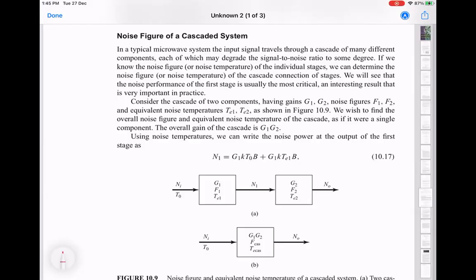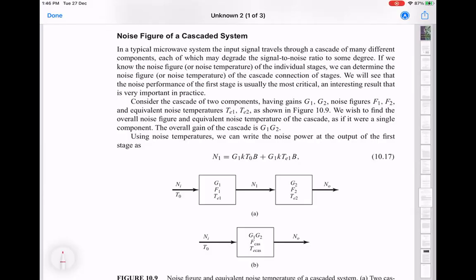Why I say mostly? Because I'm assuming that G's are large, right? Otherwise, an amplifier is useless if the gain is not very big. But the noise temperature of the second stage is reduced by the gain of the first stage.